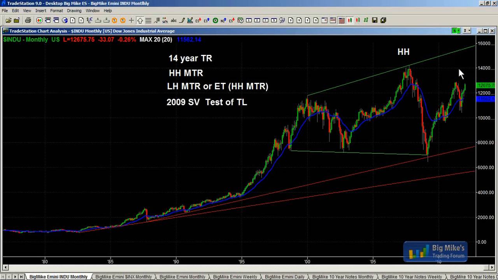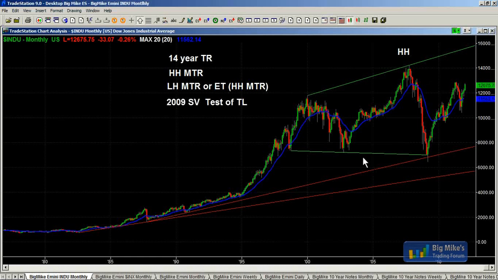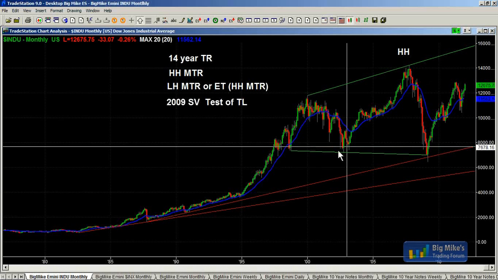If it reverses down, those green lines show that it could be reversing down from an expanding triangle top. Yes, it would be a higher high. Yes, it would be a failed breakout above the top of a trading range. But to me, as a trader, I would be looking at it more as an expanding triangle top. Let me move this line over here.